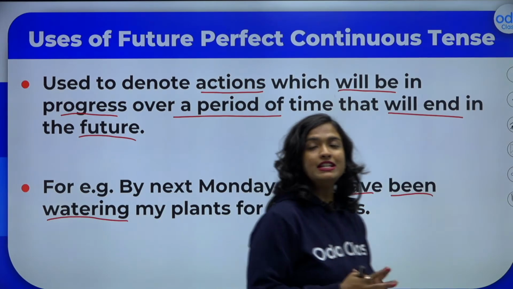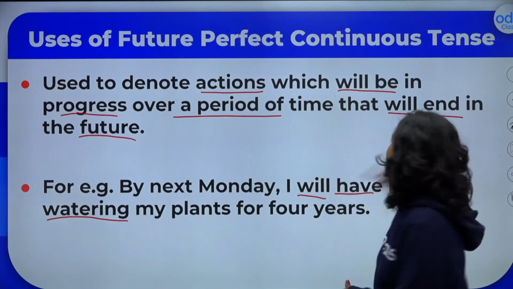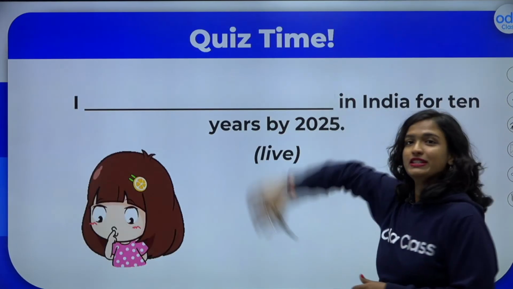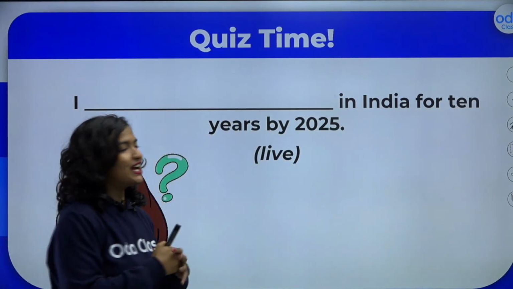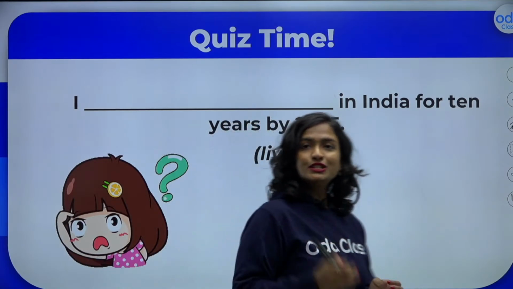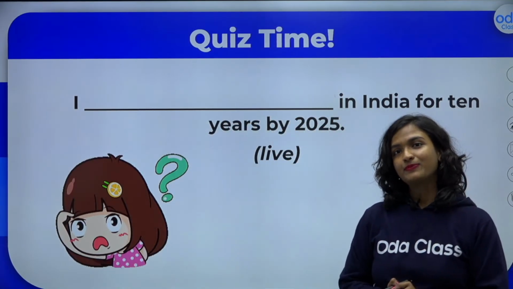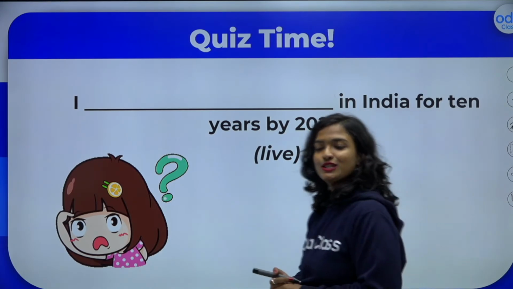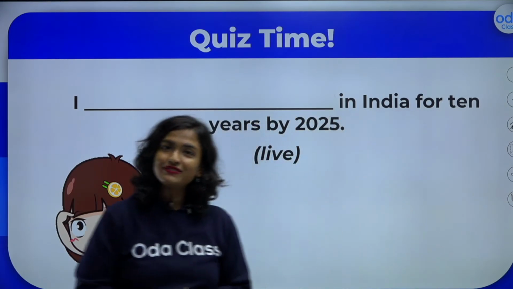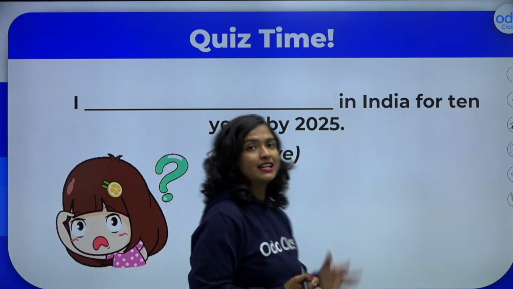I hope this is clear to you all, kids, because next, as always, I have a quiz for you. I blank in India for 10 years by 2025. What is the correct answer here, students?